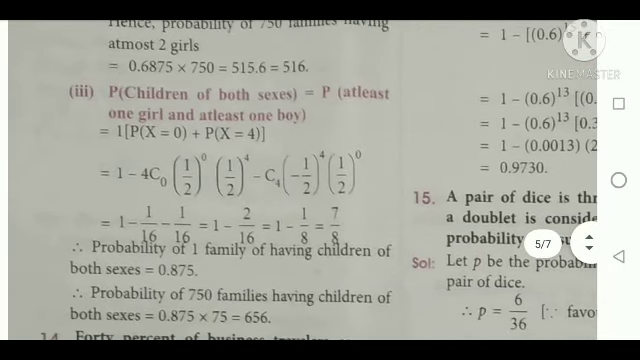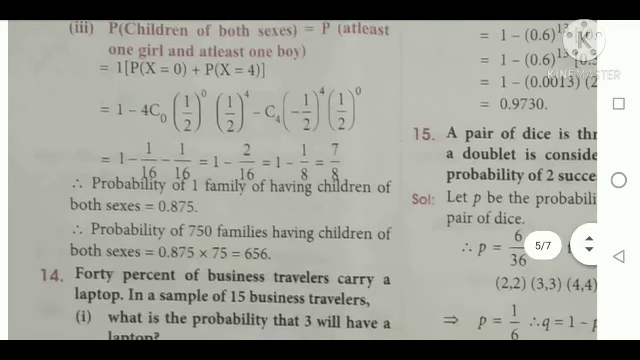Then the next subtopic is P of children of both sexes, that is at least one girl and at least one boy. This is 1 minus P of x equal to 0 plus P of x equal to 4. So we are getting the answer 7 by 8. So the probability of one family having children of both sexes is 0.875. Then for 750 families it is 656. Okay.